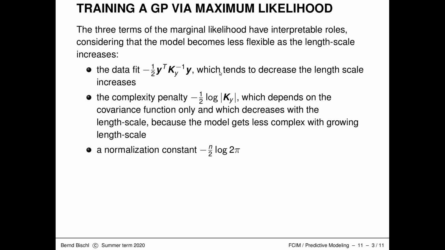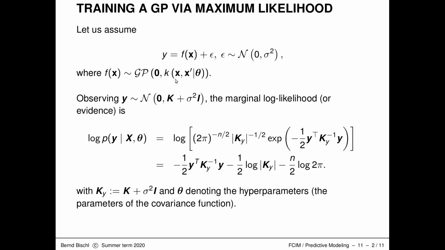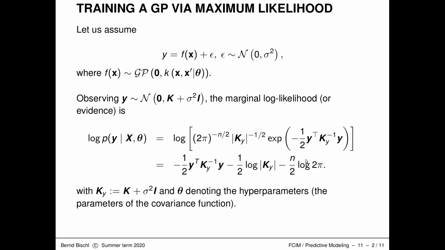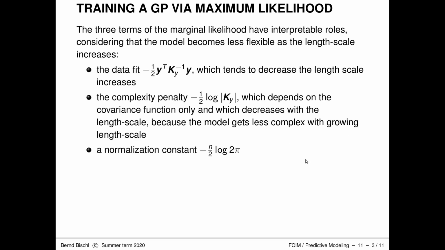Now, the first component, this one here, basically represents our data fit. And this data fit tends to decrease if we increase the length scale parameters, obviously, because our model becomes less flexible in that case. And then the second component, this one here, can be considered as a complexity penalty, which only depends on the covariance function and not on the outcome values y, and that decreases with the length scale because the model gets less complex with growing length scale. And then we have this normalization constant here, which we basically can forget about if we simply want to optimize the log likelihood for the optimal parameter vector theta.